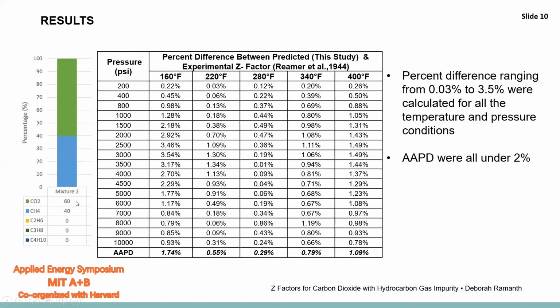Moving on to mixture 2, which contains 60% CO2 and 40% methane. Again, a similar chart as before is seen. An analysis of these results showed less than 5% percentage difference for all the temperature and pressure ranges investigated, and less than 2% for the average absolute percentage difference as shown in the last row.